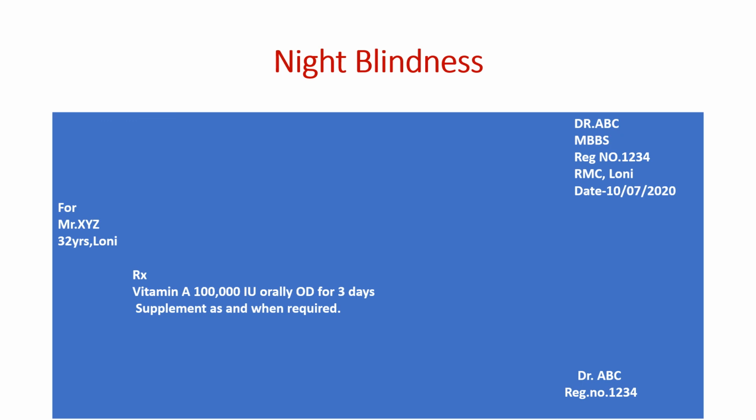Vitamin A, also called retinol, plays a role in transforming nerve impulses into images in the retina. So here the drug given is vitamin A. In night blindness we prefer vitamin A 1 lakh international unit orally OD for 3 days. Supplement as and when required.